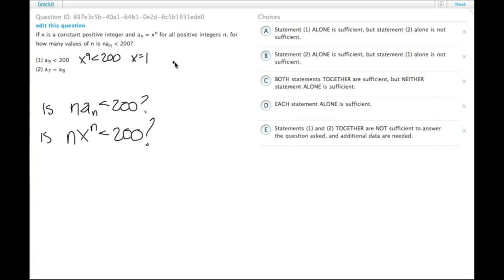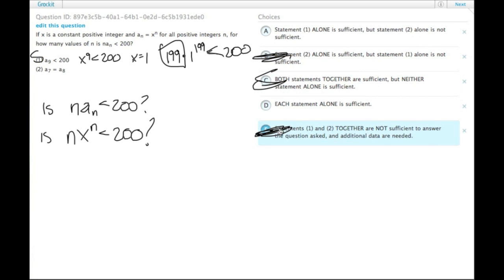and so the highest possible value for x, or for how many values of n, would be 199, because it would be 199 times 1 to the 199th power, and that would be less than 200. Once we picked 200, it would be 200 times 1 to the 200th and would no longer be less. So this one's sufficient to answer the question. So we cross off B, C, and E.